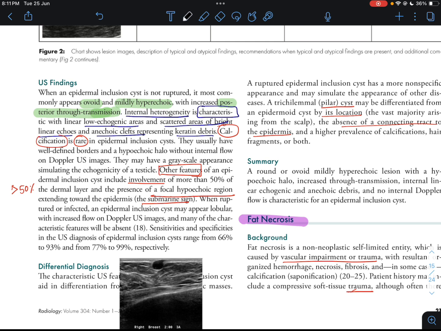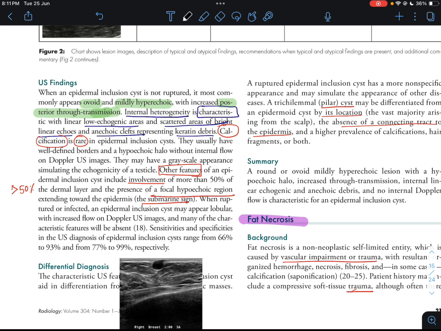This is characteristic of epidermal inclusion cyst. It will have low echogenic areas, scattered areas of bright echoes and anechoic clefts. Rarely we can see calcification. And one more important thing is there should be a dermal involvement, that is more than 50% of the dermal layer should be involved, and there should be a focal hypoechoic region.